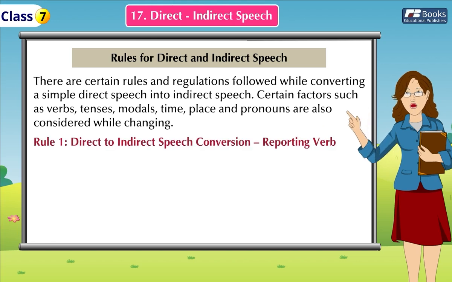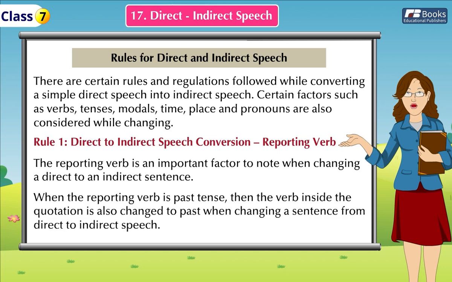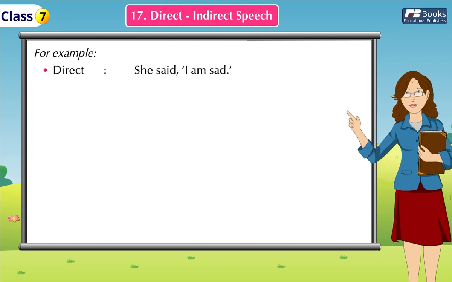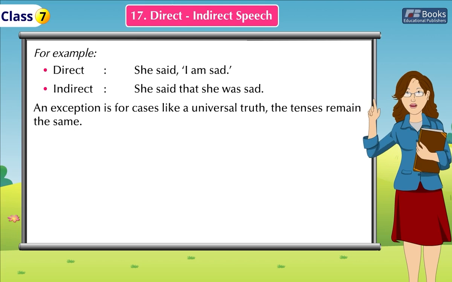Rule 1. Direct to indirect speech conversion. Reporting verb. The reporting verb is an important factor to note when changing a direct to an indirect sentence. When the reporting verb is past tense, then the verb inside the quotation is also changed to past when changing a sentence from direct to indirect speech. For example, direct: She said, "I am sad." Indirect: She said that she was sad. An exception is for cases like a universal truth, where the tenses remain the same.